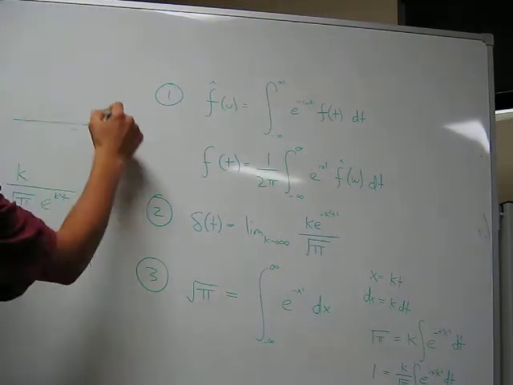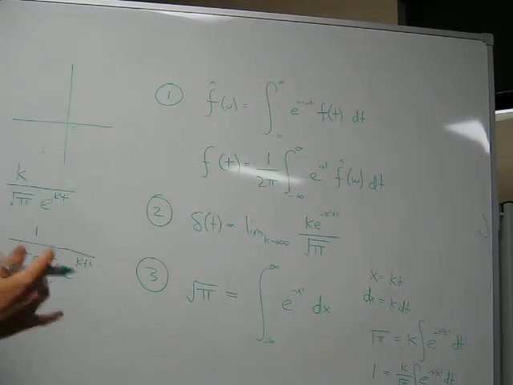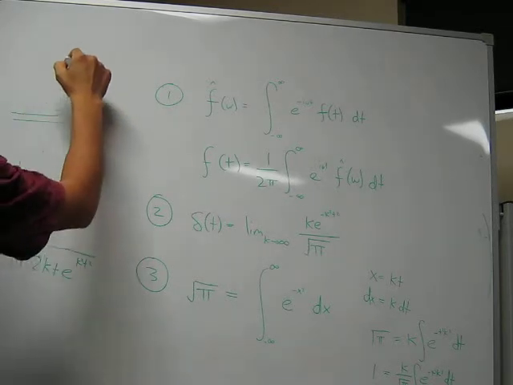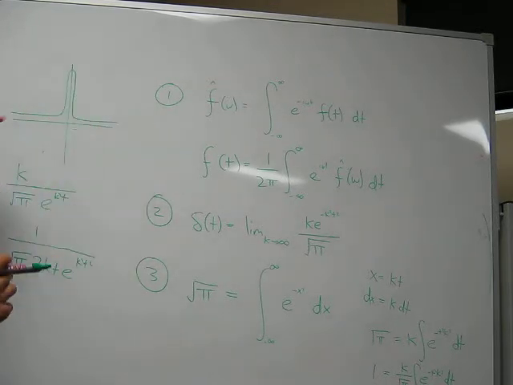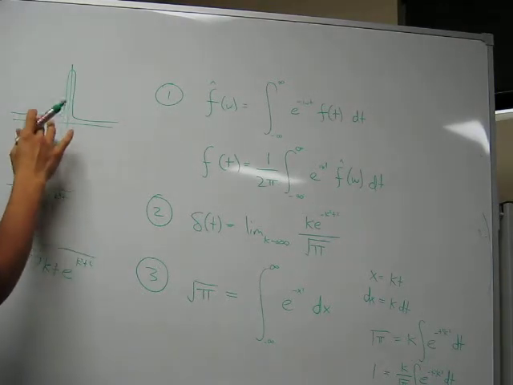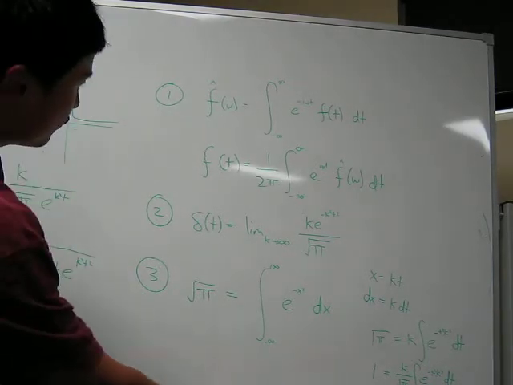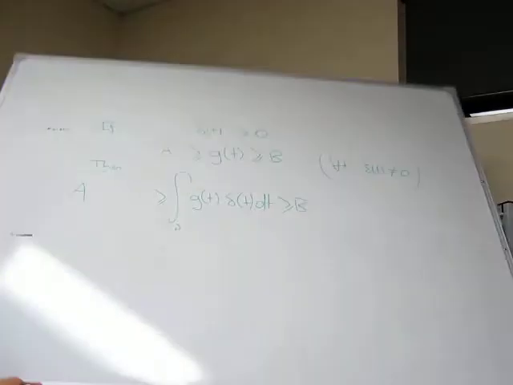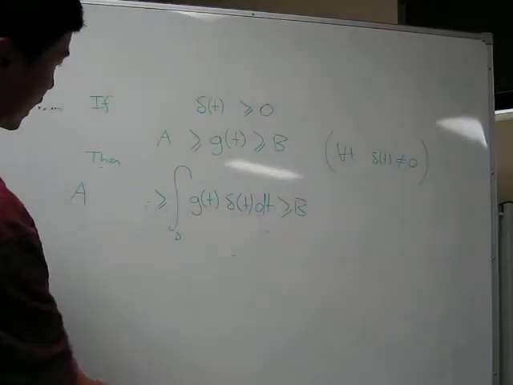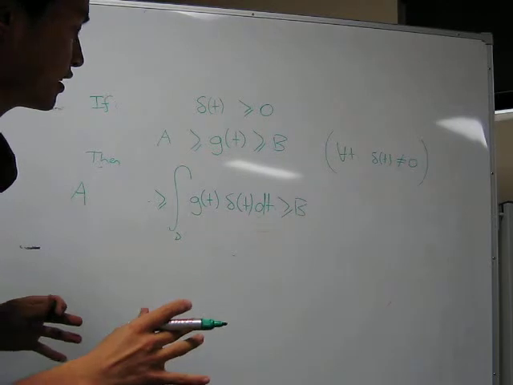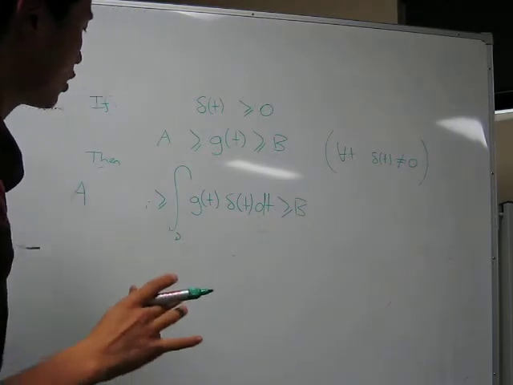So what does it look like? As k gets bigger and bigger, this becomes closer and closer to an infinite spike at t equals 0. For all other choices of t, the function gets infinitesimally small. Okay? And the area underneath it is preserved. It is always equal to 1.